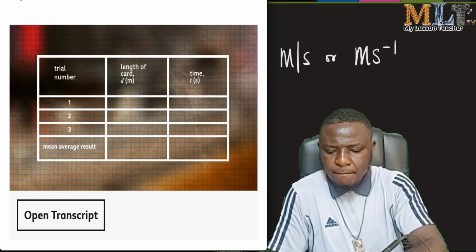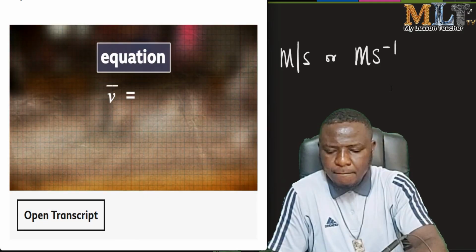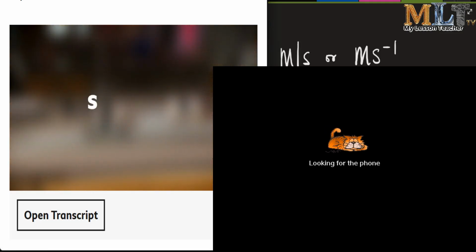Then add these 3 times together and divide by 3 to calculate the mean average time. And you can work out the instantaneous speed using this average time. Use the equation speed V equals distance D divided by time T. Remember, you will need the distance in meters and time in seconds. The speed will be in meters per second.